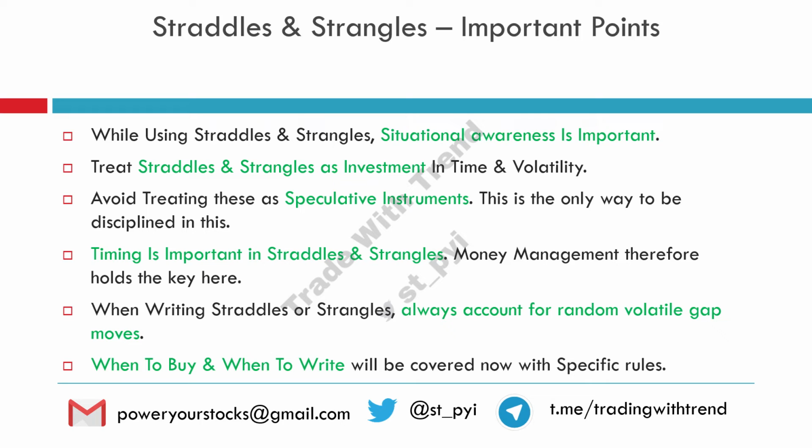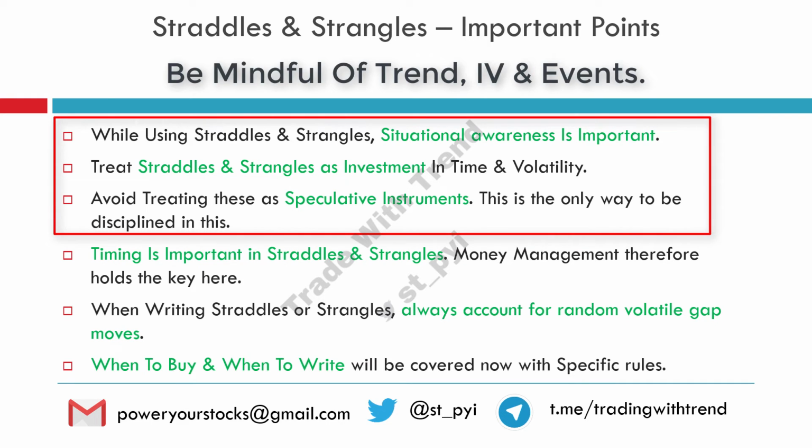Now, while using straddles and strangles, situational awareness is more important. What I mean by this is that you need to be aware of bias of trend, volatility cycle in general, and aware about some major events that are lined up.